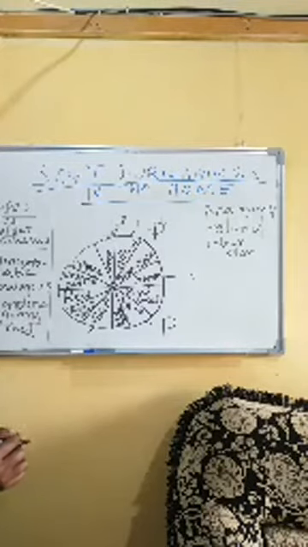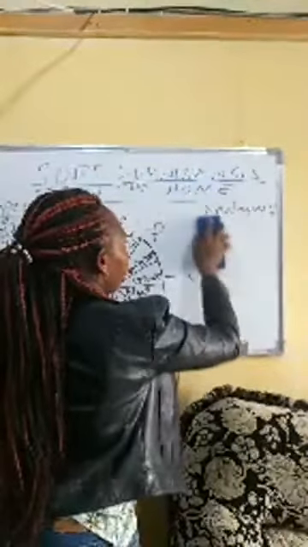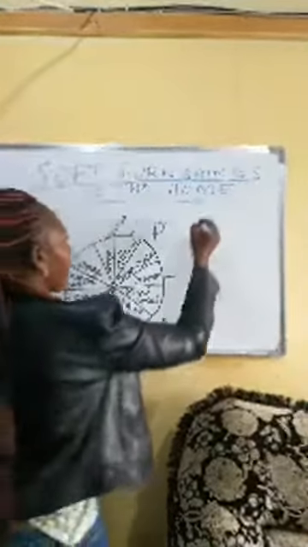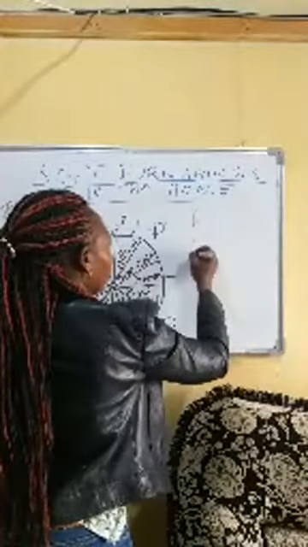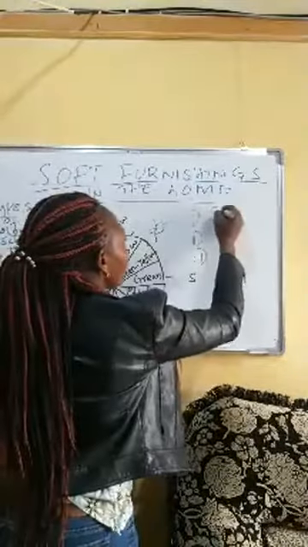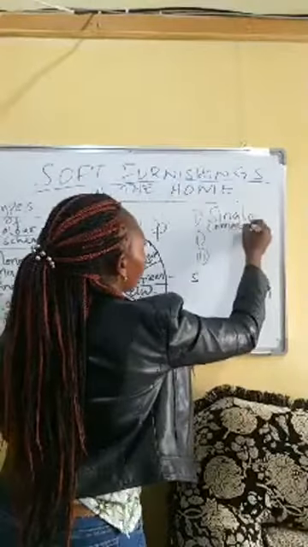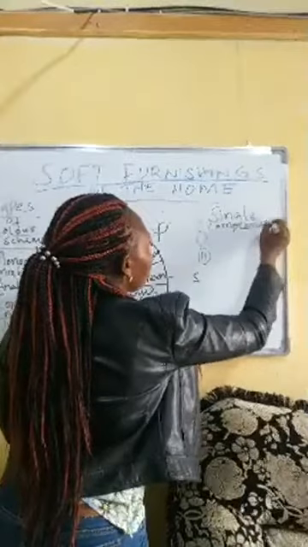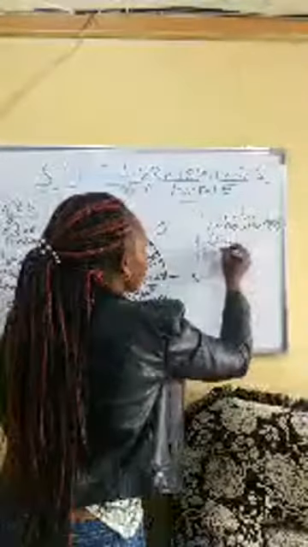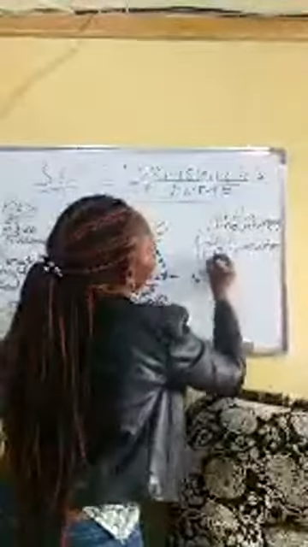Then we have the complementary color scheme. With the complementary color scheme, it is divided into three. So we have one single complementary color scheme. We have split complementary color scheme. And then finally we have double.